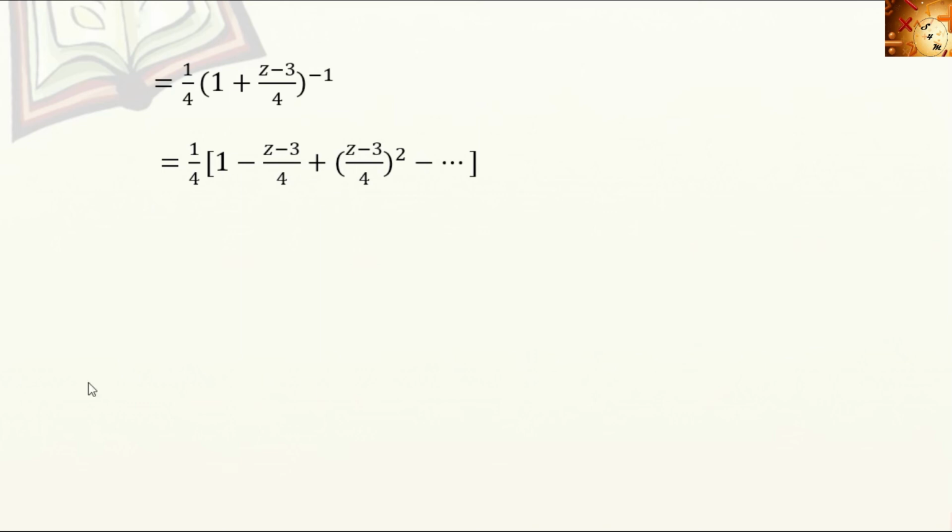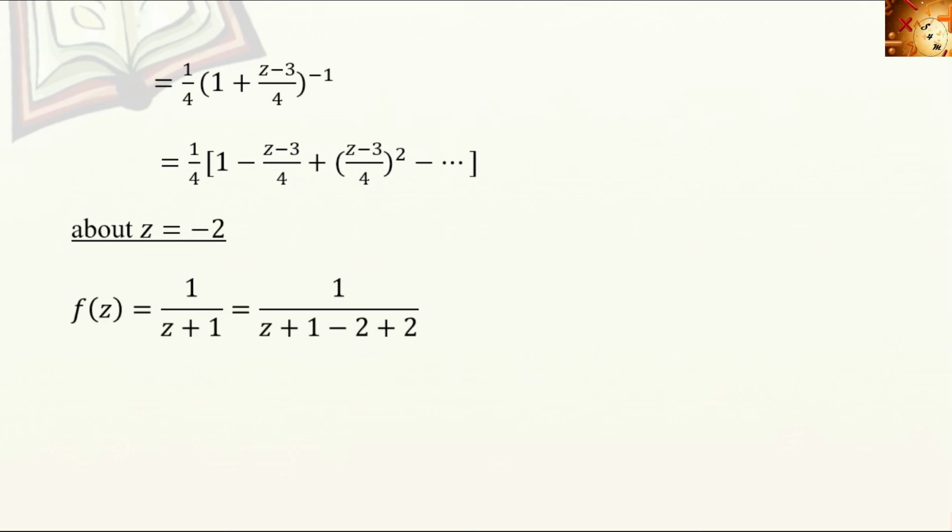Here all the factors are in the form z minus 3, (z minus 3) power 2, etc. Similarly about z equal to minus 2, the factors will be of the form z plus 2 and its powers. So here f of z equal to 1 by (z plus 1) is replaced as 1 by (z plus 1 plus 2 minus 2). Then take the factor z plus 2, then 1 by (z plus 2 minus 1). Then taking one term outside. What's the term? 1 by minus 1.